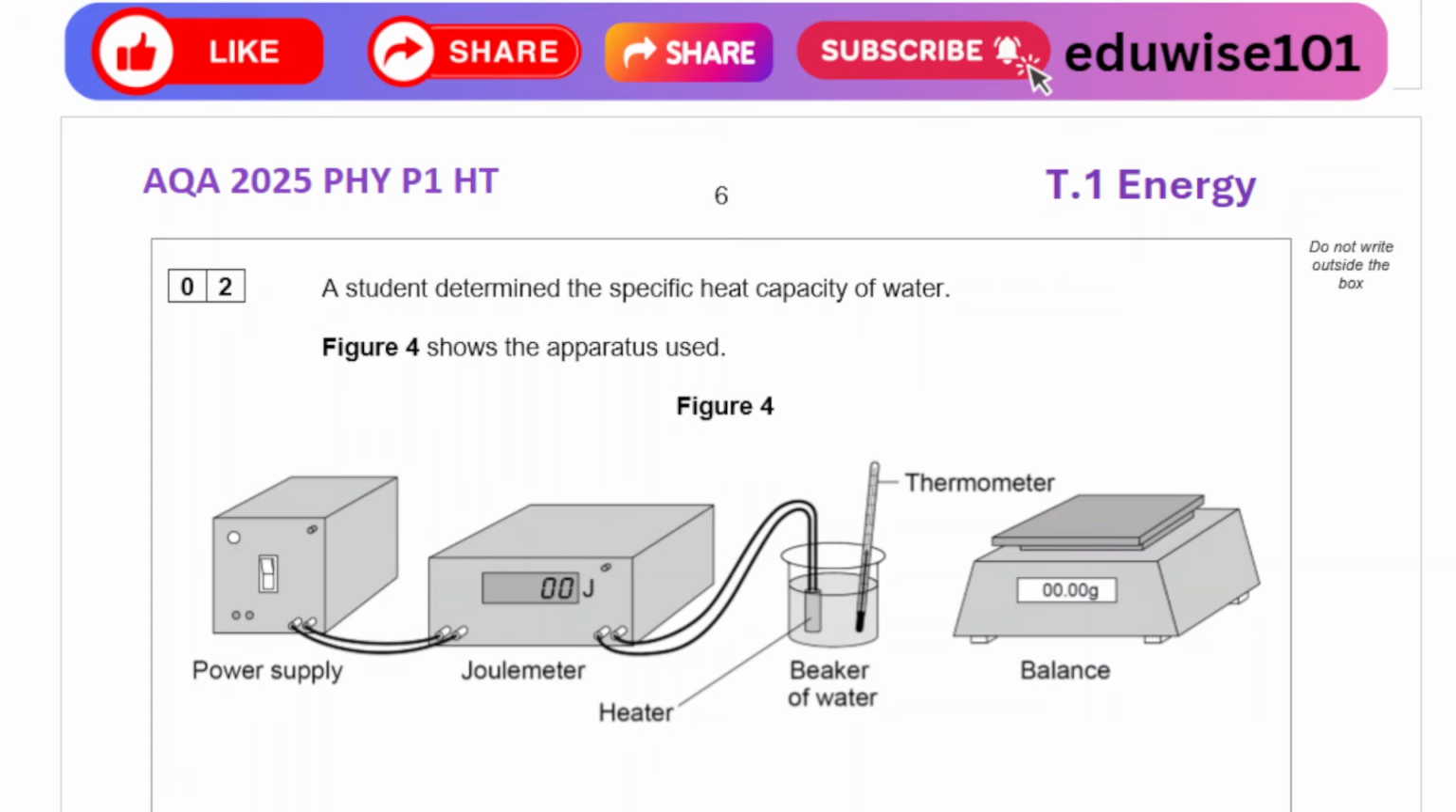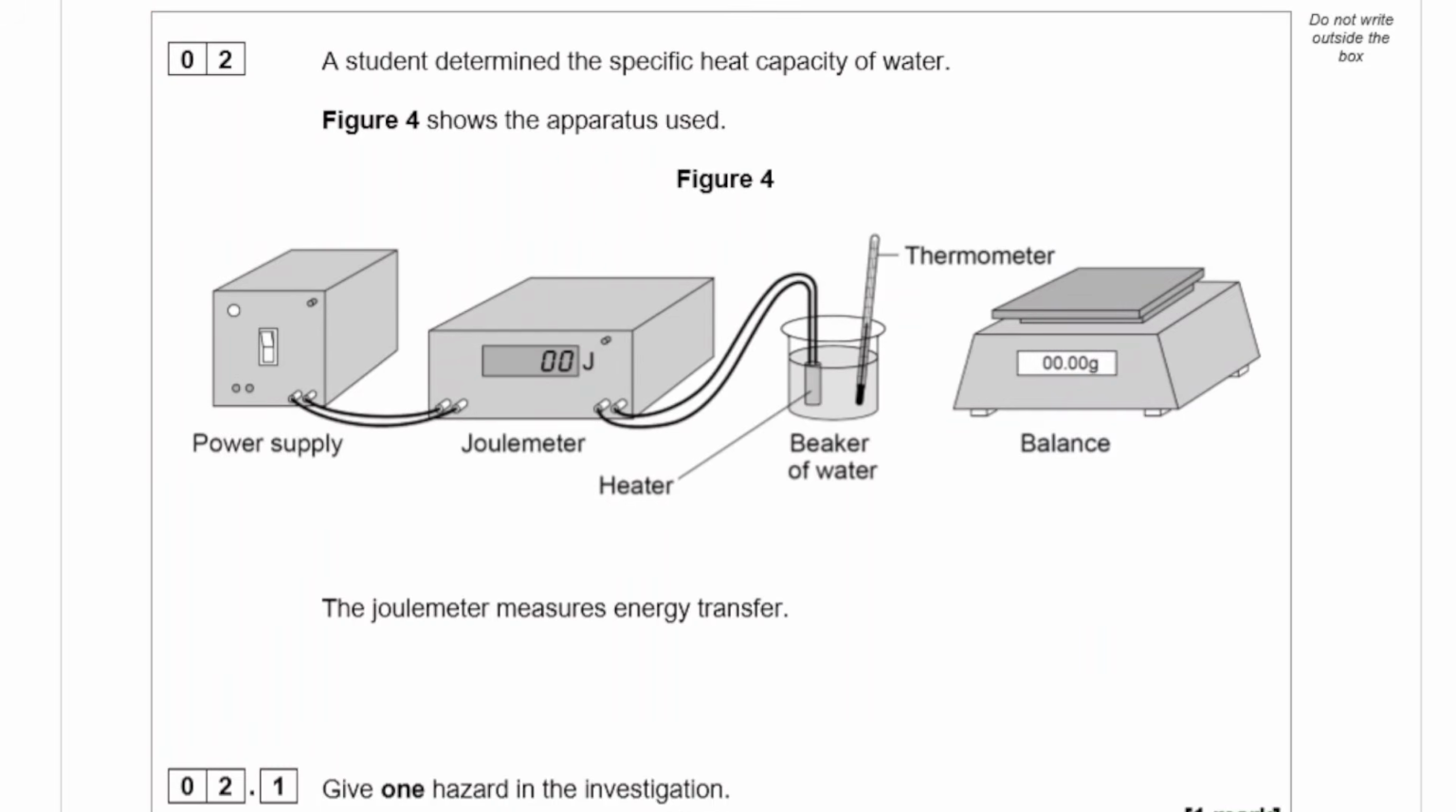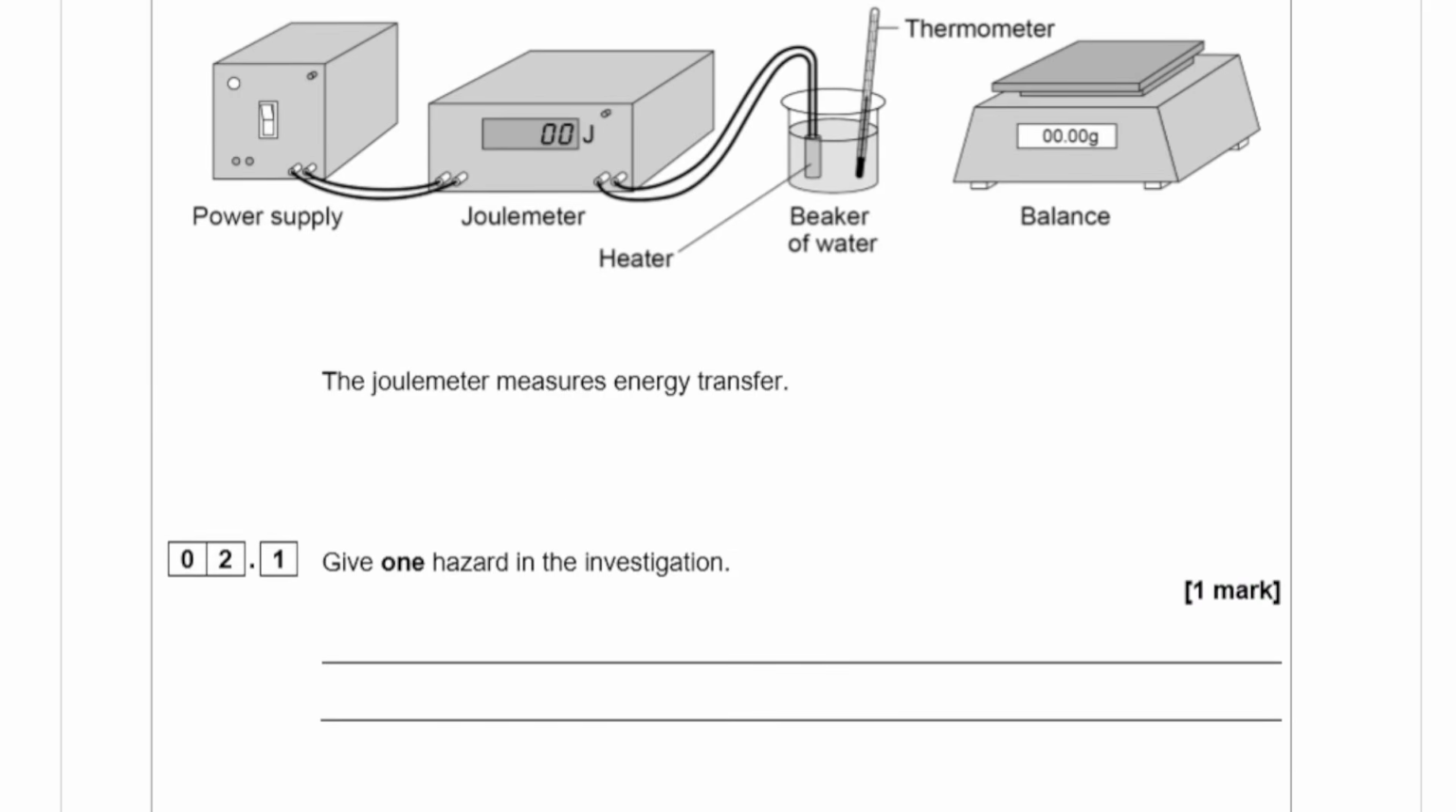So you have the power supply joule meter connected to the heater, which is inside a beaker of water with a thermometer and a balance as well. The joule meter measures energy transfer. Give one hazard to the investigation.